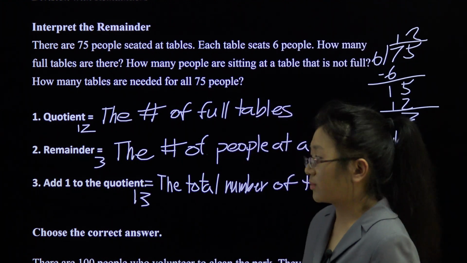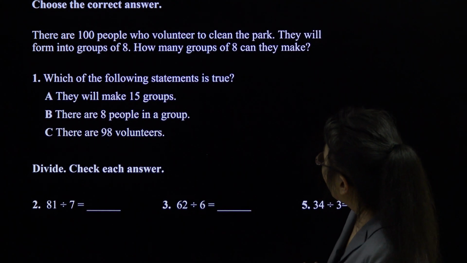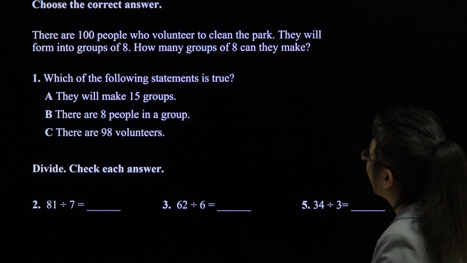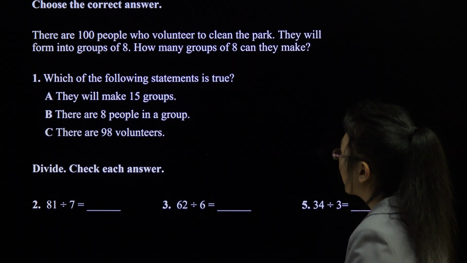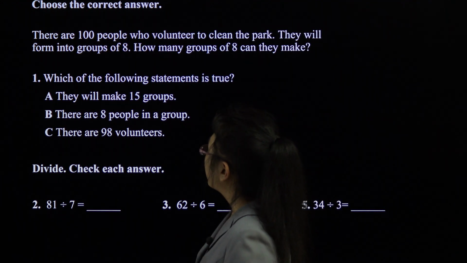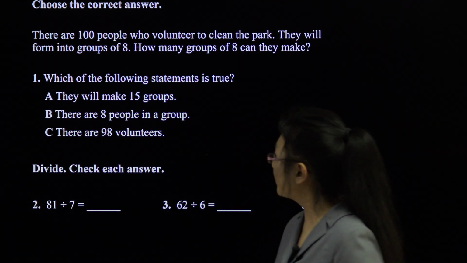Now we're going to do a practice problem. There are 100 people who volunteer to clean the park. They will form into groups of 8. How many groups of 8 can they make? Which of the following statements is true? They will make 15 groups. There are 8 people in a group.